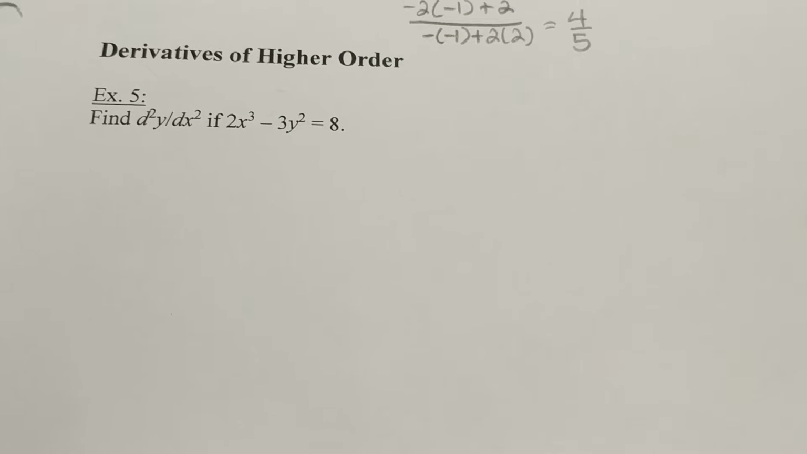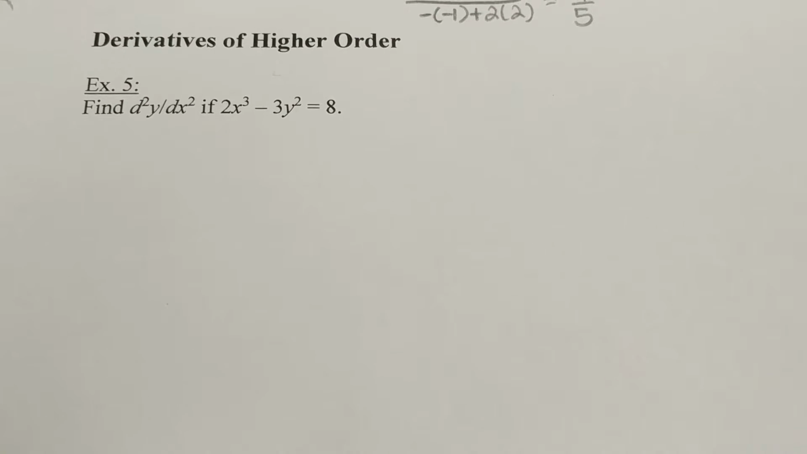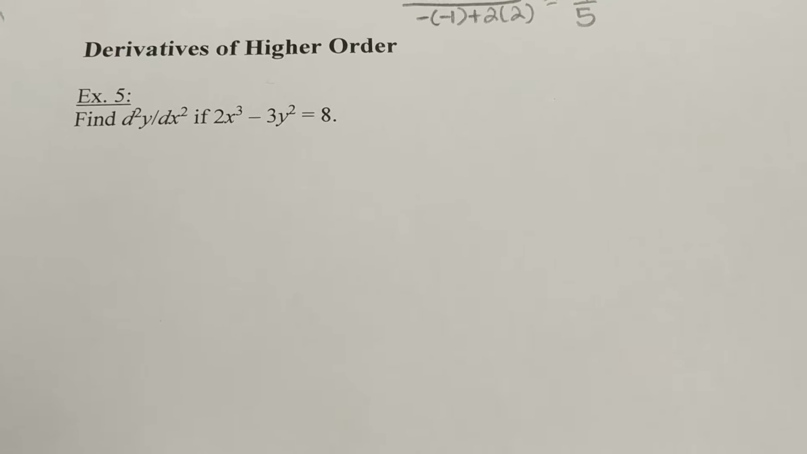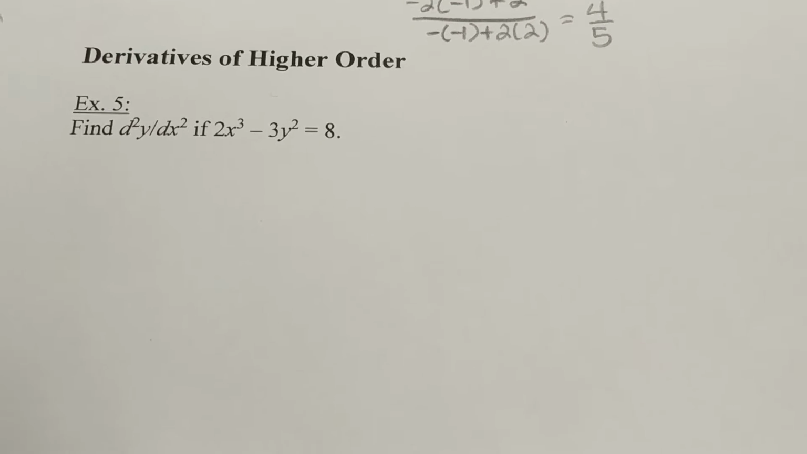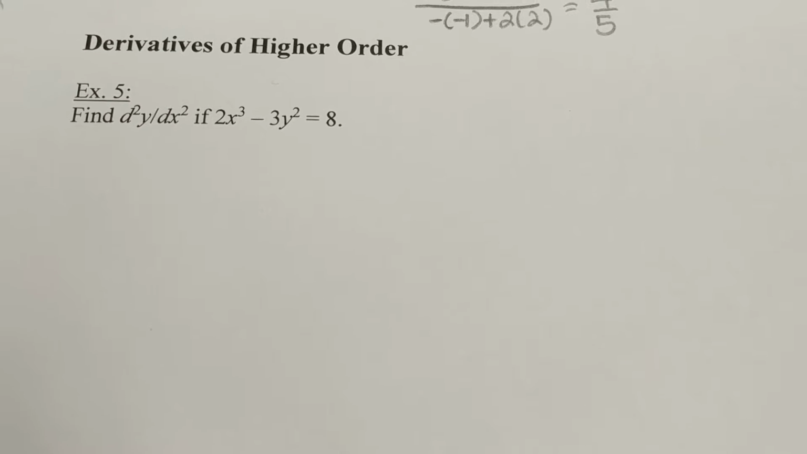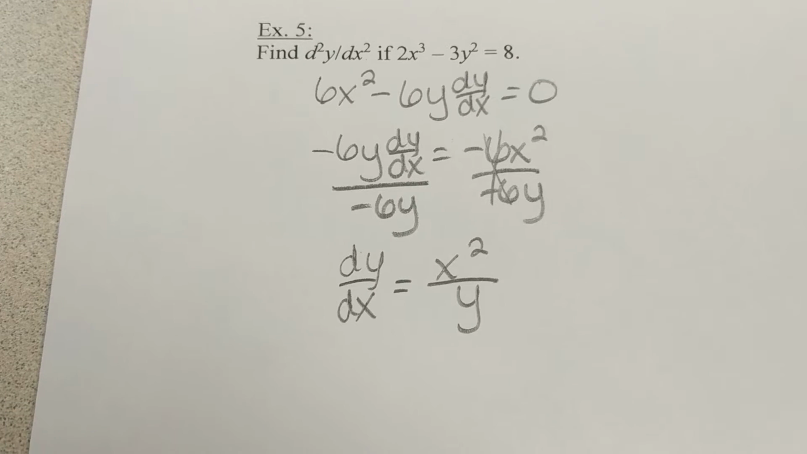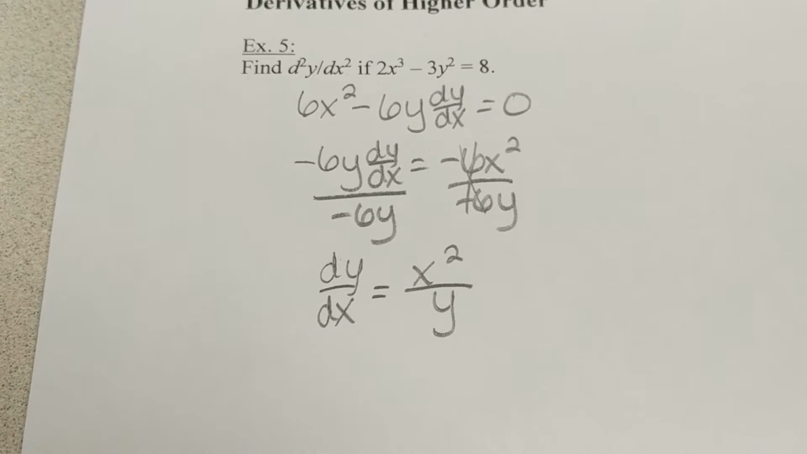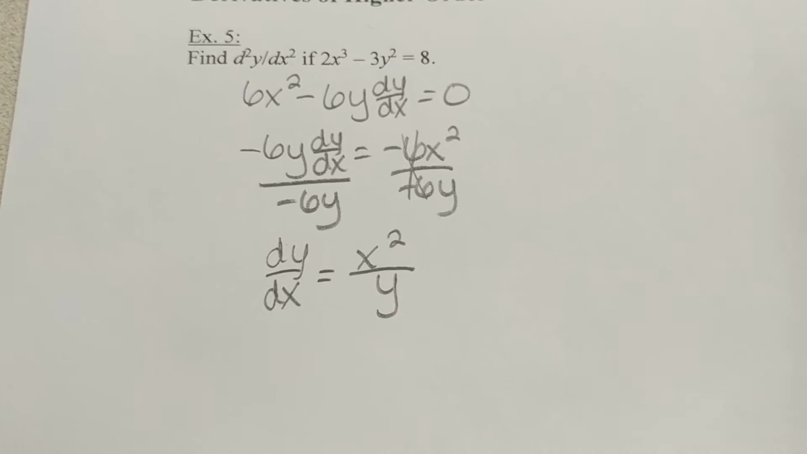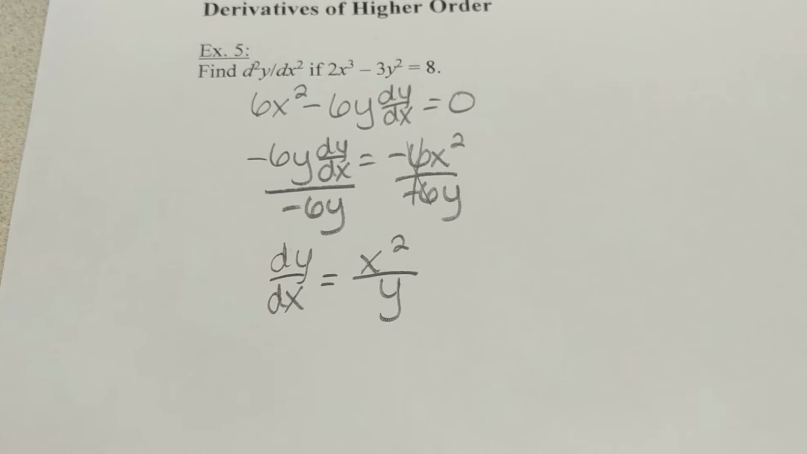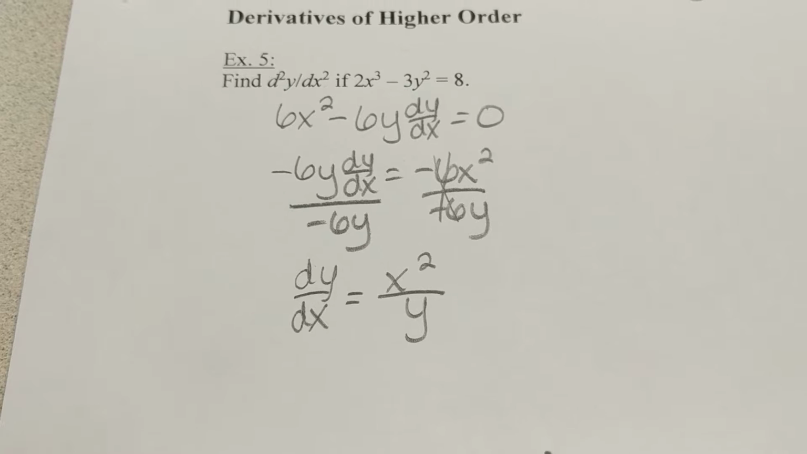All right, I want you to try this one. I want you to do the first derivative, and then I'll check in, and then we're going to do the second derivative. All right, so here's what I got. I've now got the first derivative. So they're asking us here in this notation to find the second derivative. So that just means we do the derivative again.